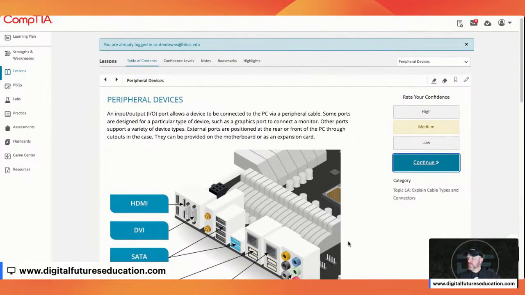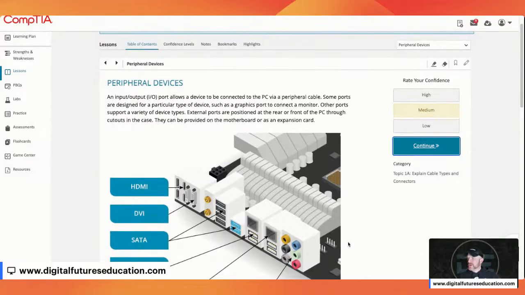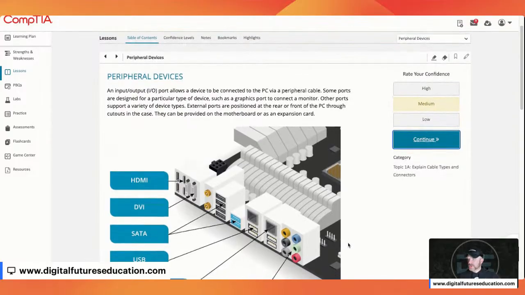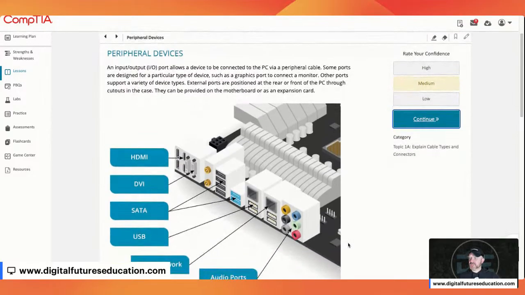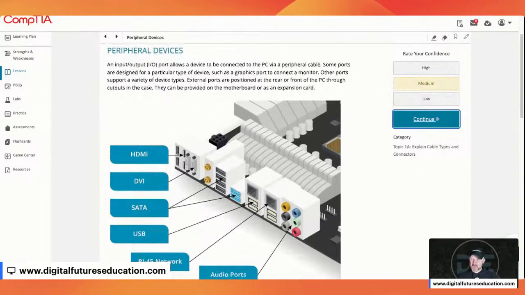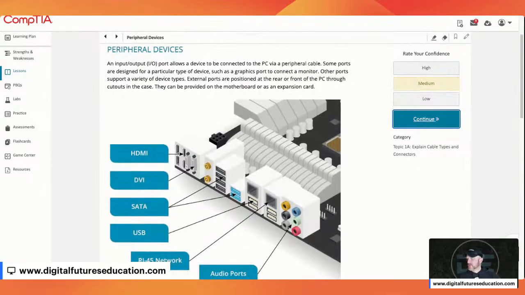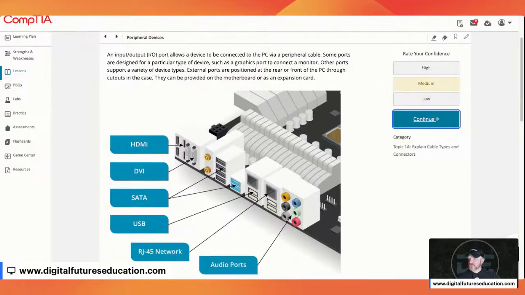Now let's move into peripheral devices. An input-output I/O port allows the device to be connected to the PC via a peripheral cable. Some ports are designed for a particular type of device, such as a graphics port to connect to a monitor. Other ports support a variety of device types. External ports are positioned at the rear of the PC through cutouts in the case.